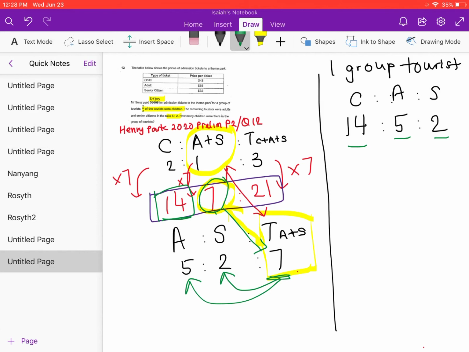Okay, if we were to go back to the question, it is said that Mr. Suraj paid 4705 for the admission tickets. That means for the entire group. So there are probably a few groups of 14 children, 5 adults, and 2 senior citizens. So let us just find how much will Mr. Suraj pay if there's just one group of 14 children, 5 adults, and 2 senior citizens. Okay, so let's do a calculation right now.